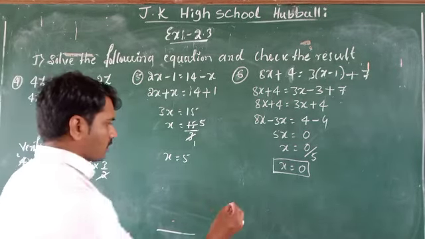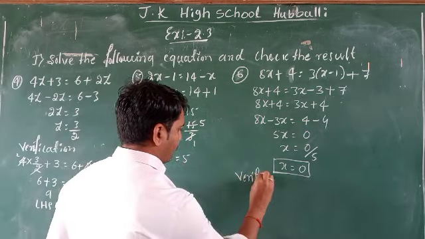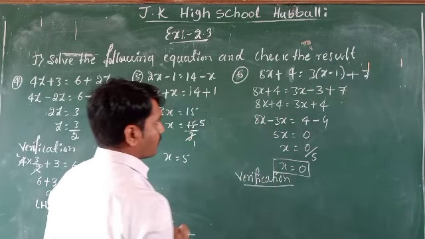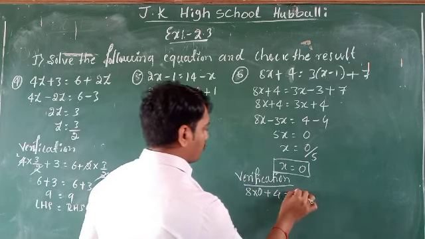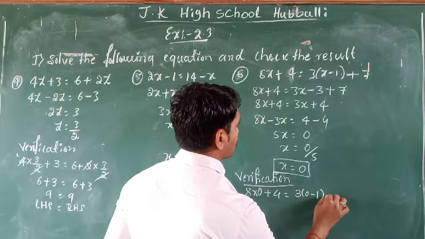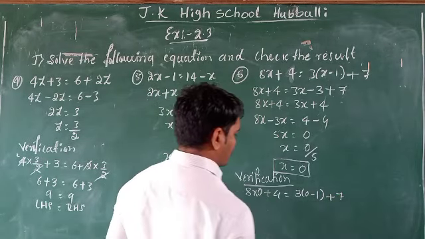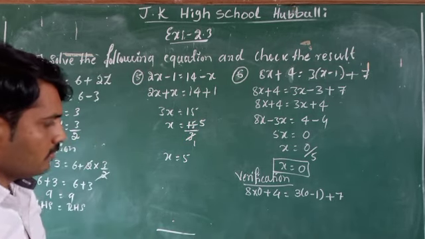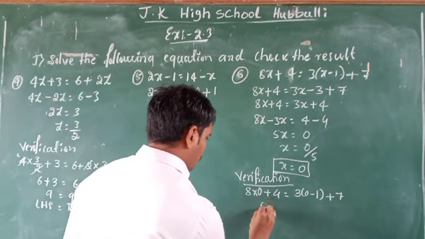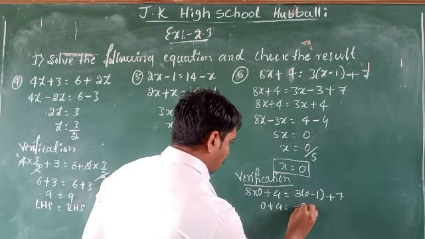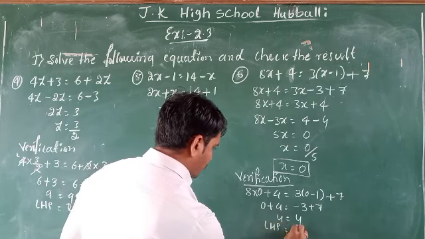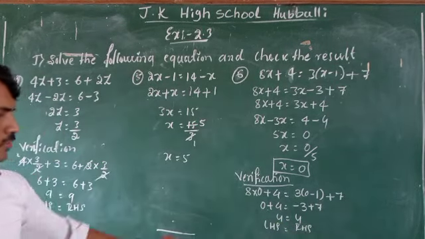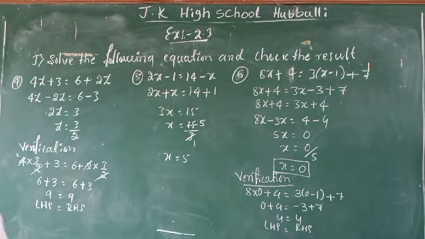Shall we do the verification? Yes. Verification. 8 into 0 plus 4 is equal to 3 into 0 minus 1 plus 7. Correct? Yes. 8 into 0 plus 4 minus 3 plus 7. 4 is equal to 4. LHS is equal to RHS. So on both sides we get 4 and 4. Your x value is 0. That's your right answer.